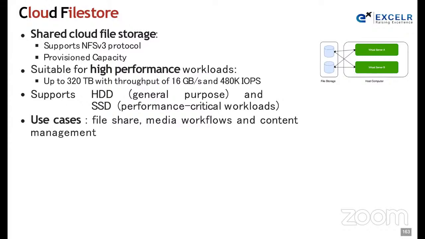So the number of IOPS provided by this is huge. 480K IOPS is very huge, and also a throughput of 16 GB per second. That is also very fast. Within Filestore, it supports two types: one is HDD and the other is standard SSD. HDD is used for general purpose workloads, and for any high performance critical workload, you should go for SSD.